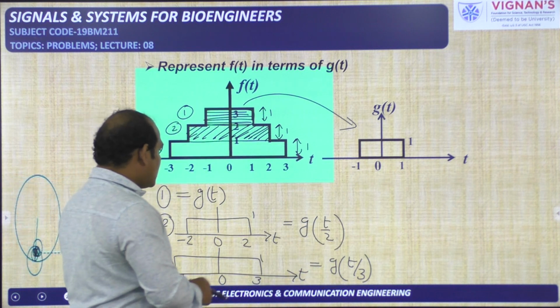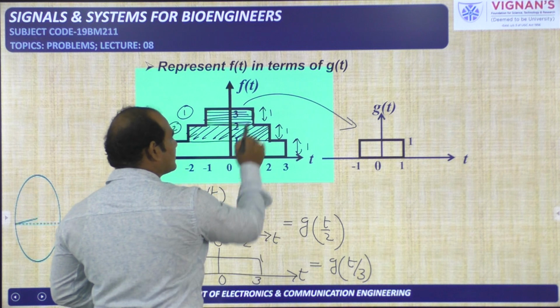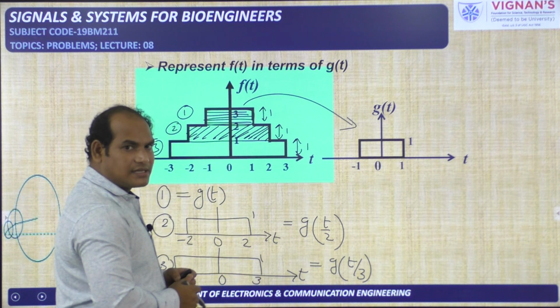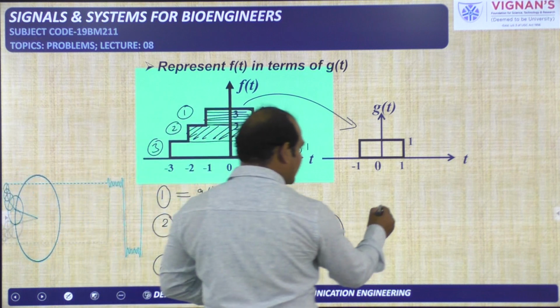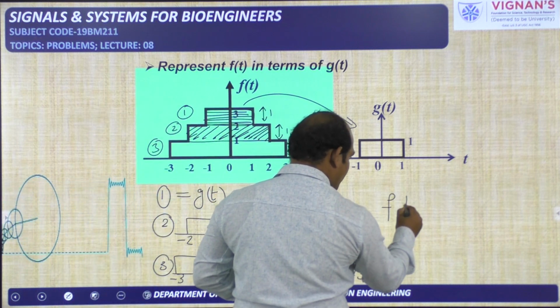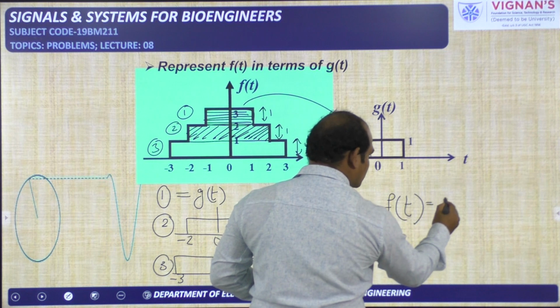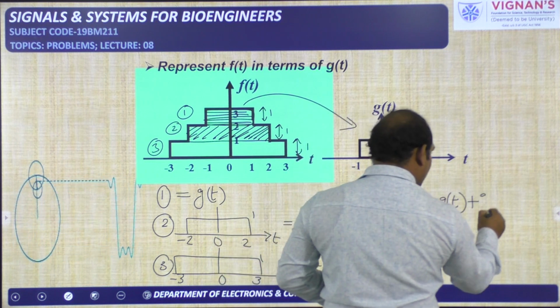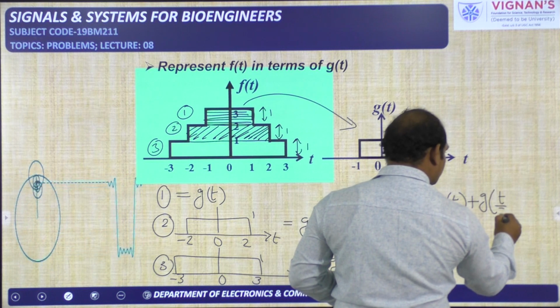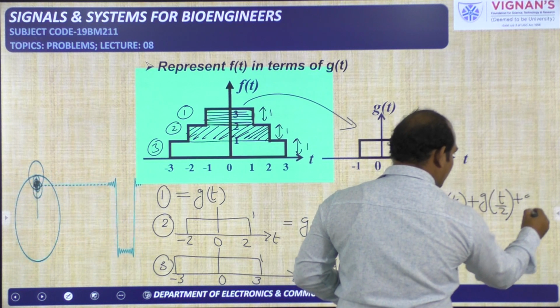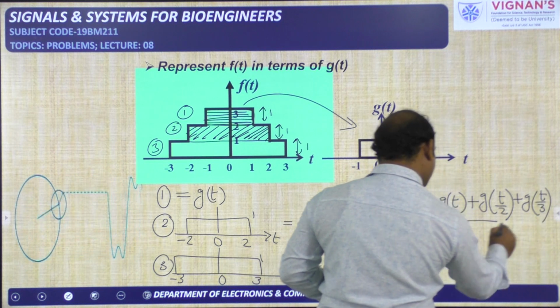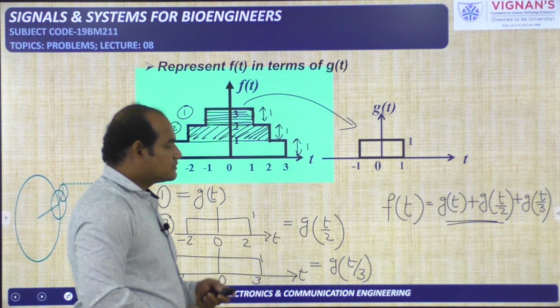Okay, so now you have this particular thing. Next this one, this one. If you add these three, you will get the original signal f of t. So finally I can write f of t is equal to g of t plus g of t by 2 plus g of t by 3. So this is the answer. Over. Simple.